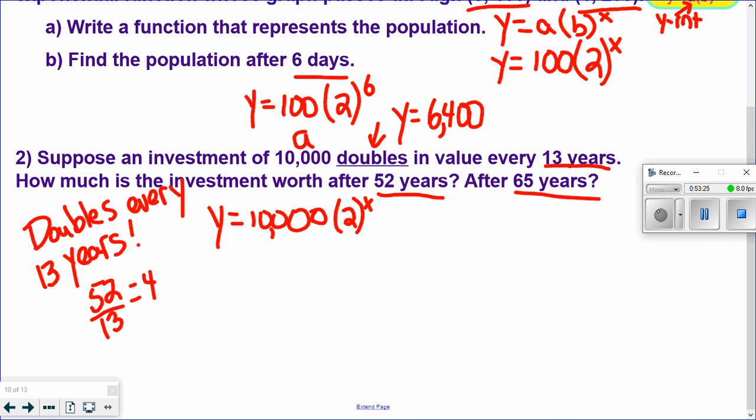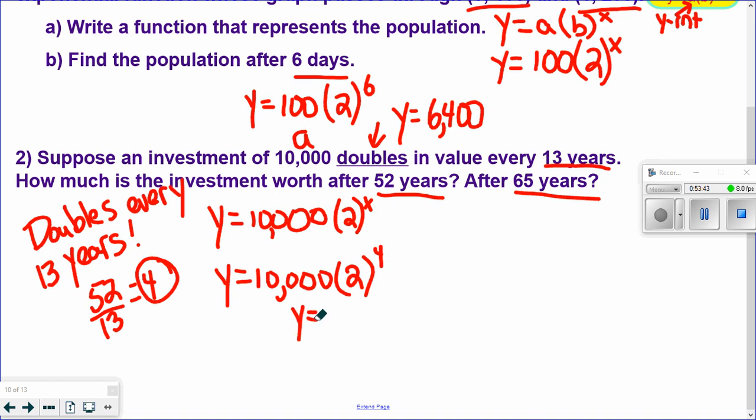So if it's 52 years, that's 4 sets of 13, and that's why I'm dividing by 13. And then when I substitute that 4 in, $10,000 times 2 to the 4th power, I get 160,000. Before you freak out, let me just do this by hand.